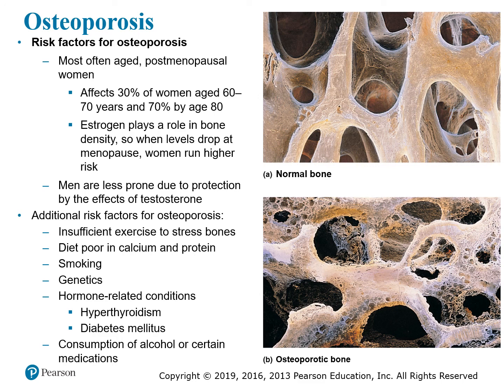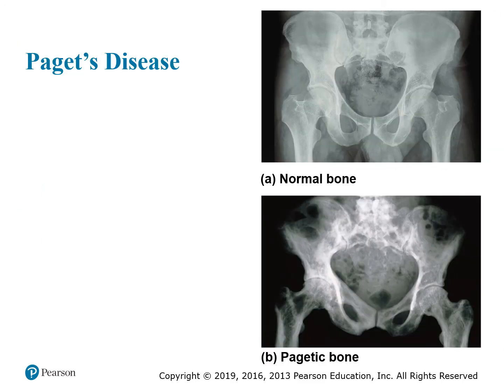Diets that are poor in calcium and protein can also result in this. Smoking is a risk factor for osteoporosis. Some people are more prone to others because of their genetics. Hormone-related conditions can cause this. Hyperthyroidism can actually cause osteoporosis, as can diabetes mellitus. And this is what you would know as type 1 or type 2 diabetes. Excessive consumption of alcohol and some medications can also cause osteoporosis.